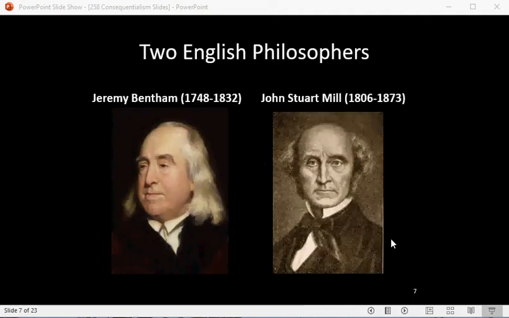If you do the reading, you see another dead white guy, another English philosopher. But utilitarianism is associated with two very influential English philosophers in the 18th and the 19th century, Jeremy Bentham on the left, and his student John Stuart Mill on the right. And when we talked about hedonism, we talked a little bit about John Stuart Mill's so-called qualified hedonism.